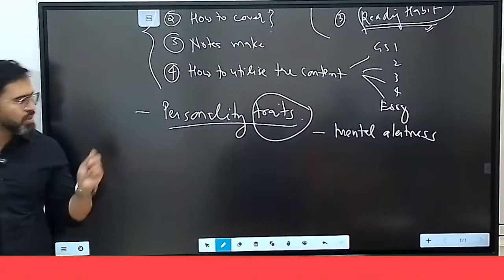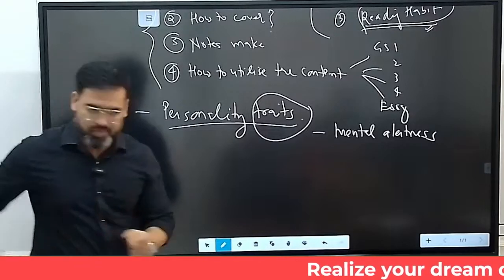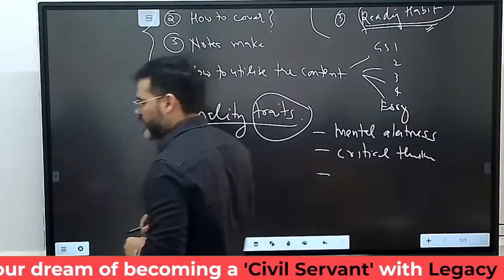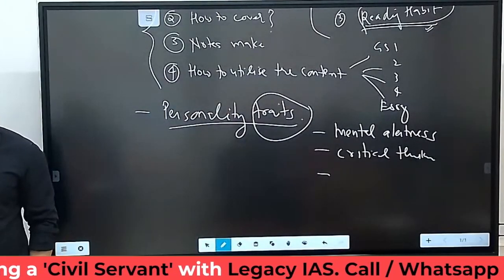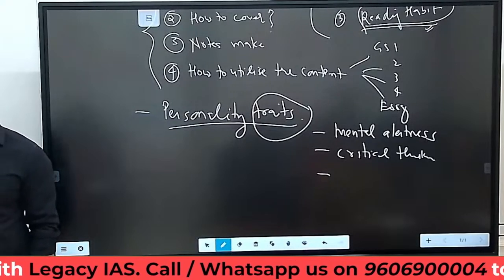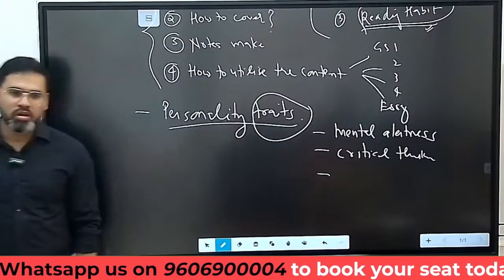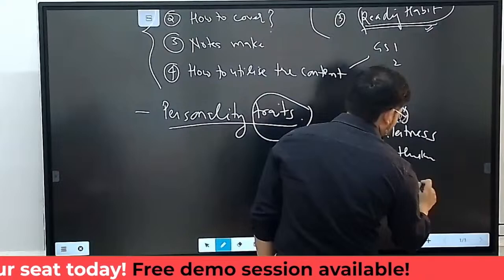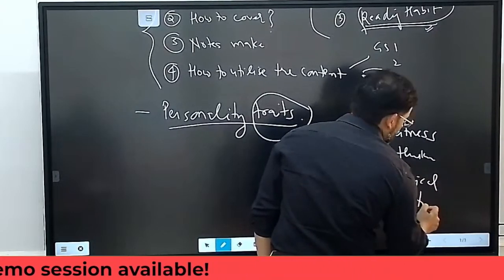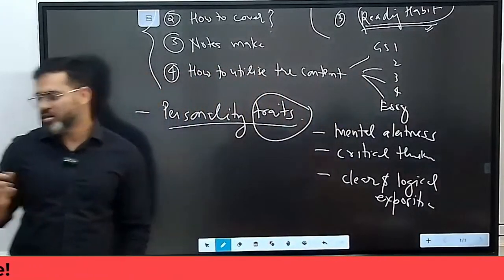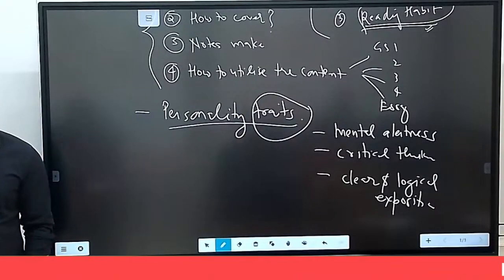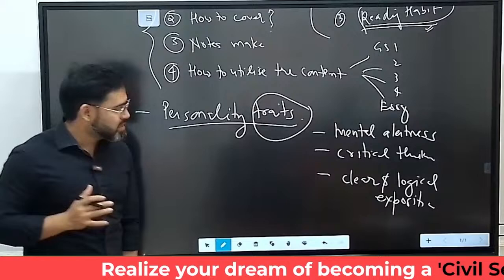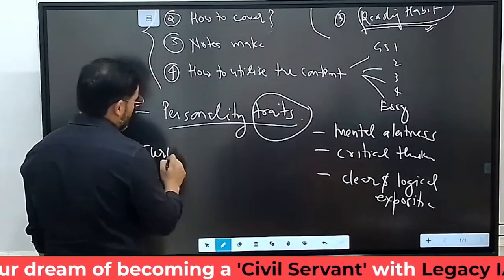Correct. So first is important mental alertness, and then critical thinking. Right, so critical thinking is required. After that, clear and logical exposition. Clear and logical exposition means you are able to think clearly in a very logical manner. That should be there. These things are required. Then the curiosity level.